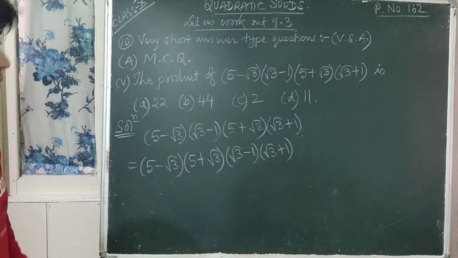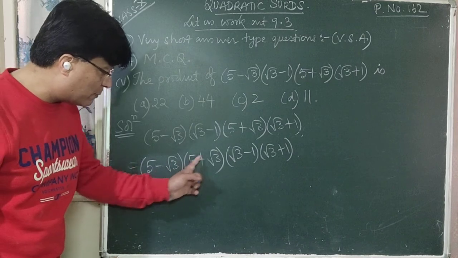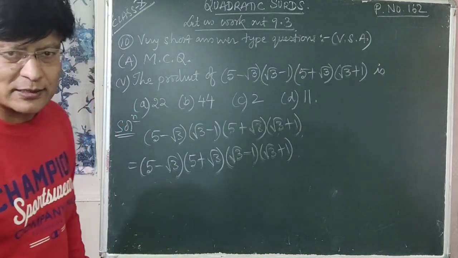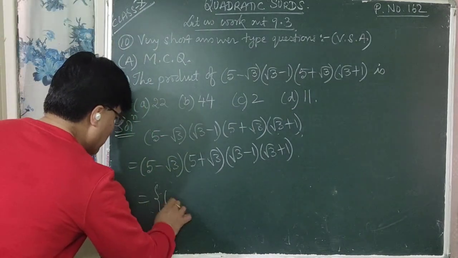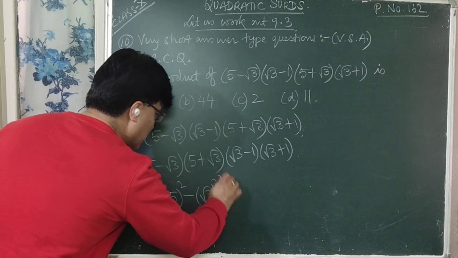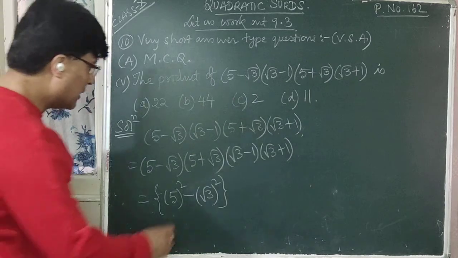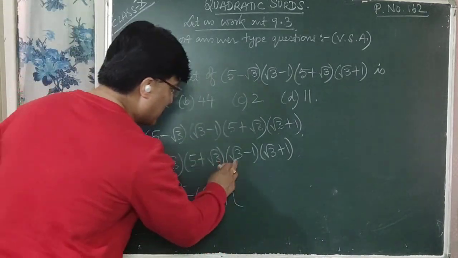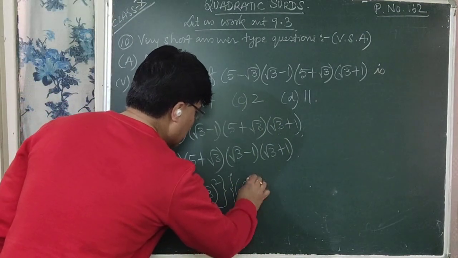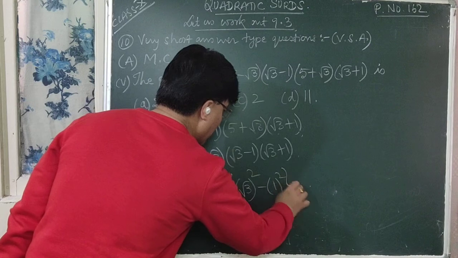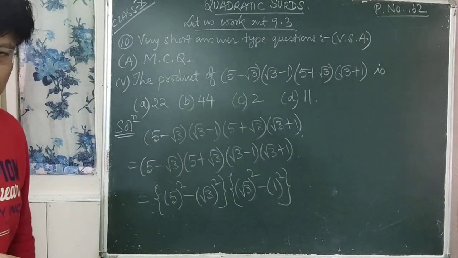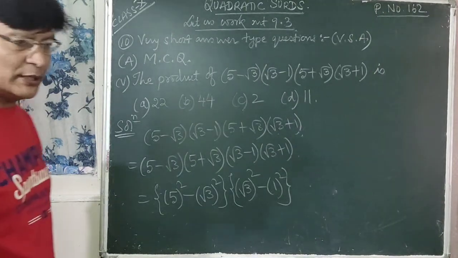Is that clear? Now in this case, a minus b into a plus b is a square minus b square. This also, a minus b into a plus b, is a square minus b square, right? So what is a whole square? This is 5 whole square minus, what is b whole square? It is root 3 whole square. Next, within the second bracket, again this is a minus b into a plus b. Same formula, a square minus b square, that is root 3 whole square minus 1 whole square, right?